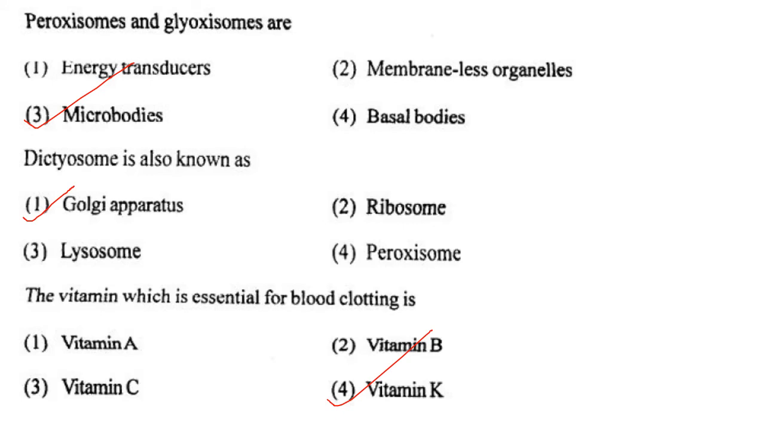Peroxisome and glyoxysome are option 1 energy transducers, 2 membraneless organelles, 3 microbodies, 4 basal bodies. Answer is option 3 microbodies. Next one. Dictyosome is also known as option 1 Golgi apparatus, 2 ribosome, 3 lysosome, 4 peroxisome. Answer is Golgi apparatus.